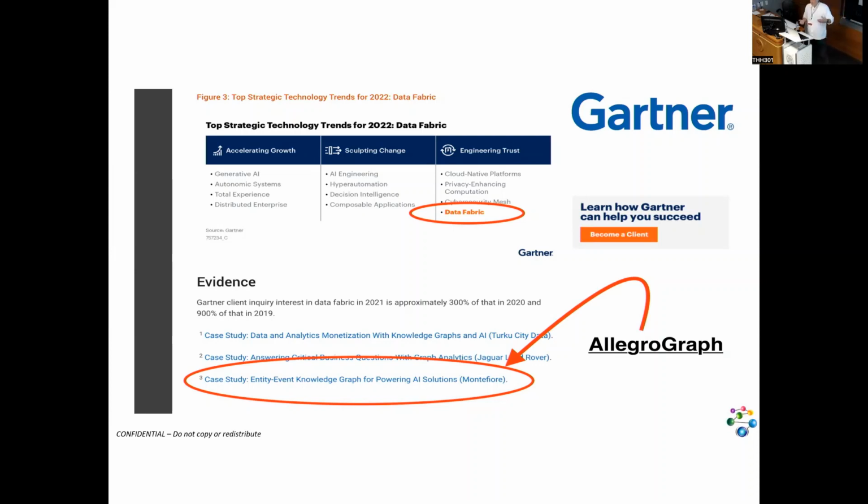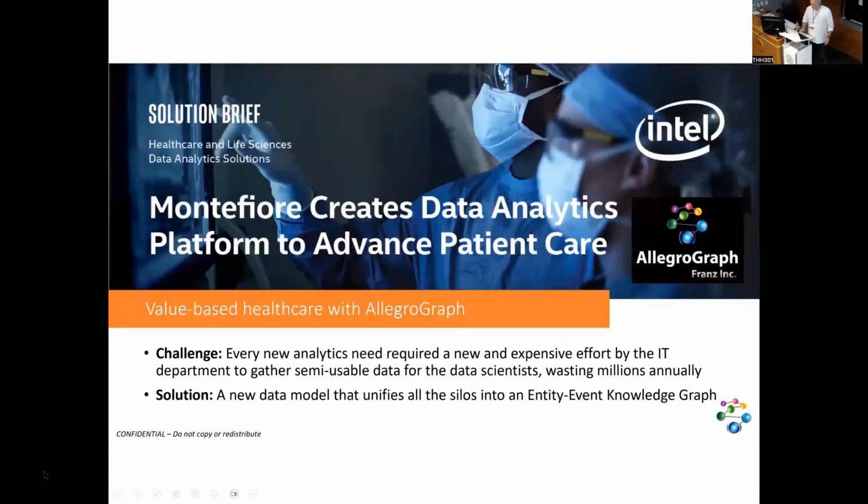And so in 2021 they came out with this report where they said, okay, data fabrics are going to be important. And this is one of the studies, a case study about entity knowledge graphs empowering AI solutions, in this case in healthcare. And we were very proud to be one of those knowledge graphs that were the examples for data fabric, right? And this example that we built was done with a hospital in the Bronx.